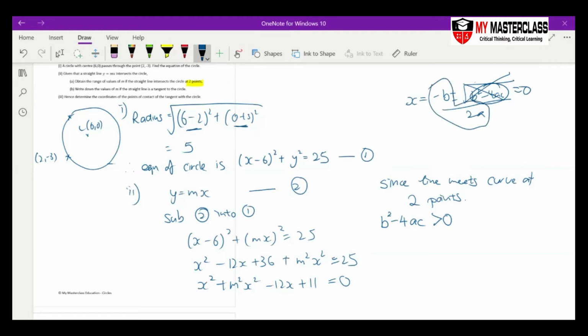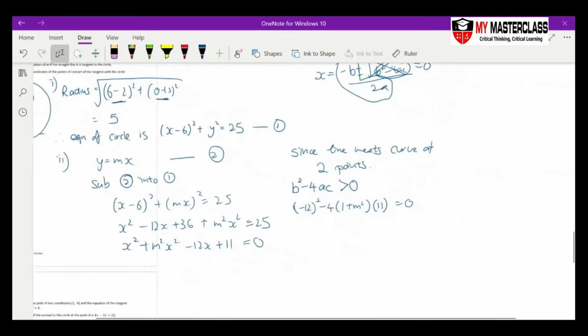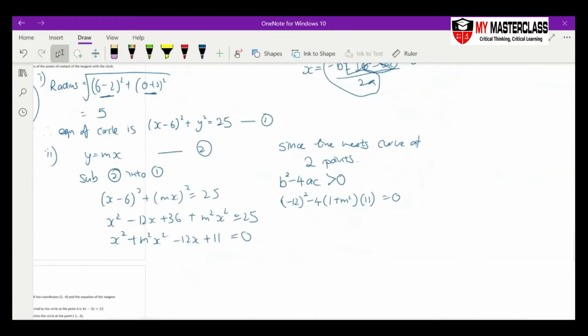Okay, so over here we have it. Negative 12 squared minus 4, A should be 1 plus m squared, C is 11 equals to 0. Okay, please note that this kind will usually transit to become a quadratic inequality. Minus 44 minus 4m squared. Sorry, it should not be equal to 0. It should be greater than 0.